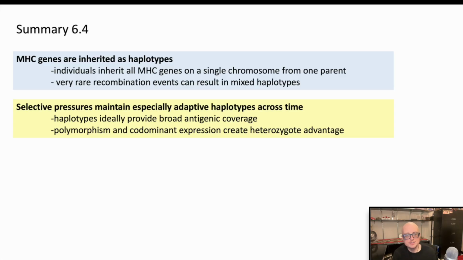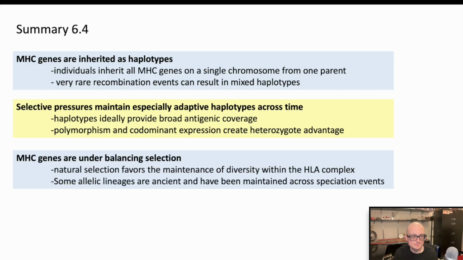We saw that selective pressures maintain especially adaptive haplotypes across evolutionary time. And what makes a haplotype adaptive is if it has divergent alleles within each haplotype that provide broad antigenic coverage. And that is going to be evolutionarily advantageous against highly overlapping haplotypes. And when we combine this idea with the idea of polymorphism and codominant expression, these concepts together confer something that we call heterozygote advantage. And heterozygote advantage is one of the reasons that inbreeding is so maladaptive.